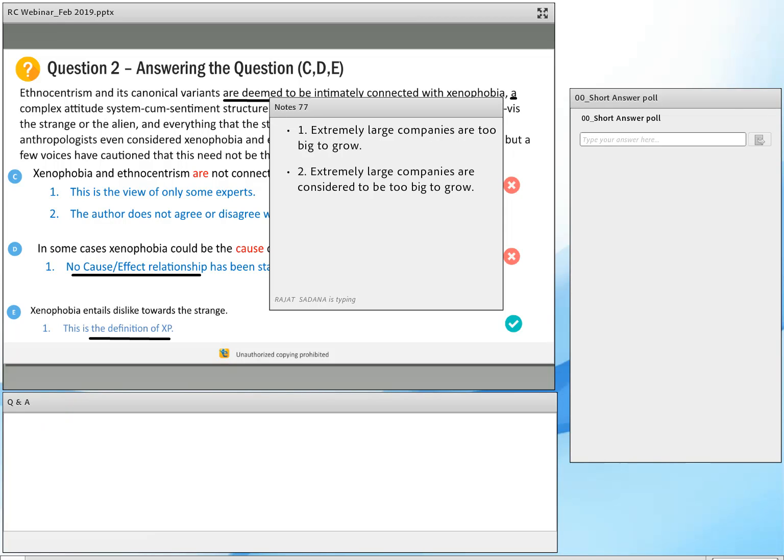So in 1, what's the difference between 1 and 2 over here? Okay, one is fact, one is author's view. Extremely large companies are too big to grow is author's view. Okay, and you can also consider it to be a universal fact. And two is some people's view. Okay, two is a view of some people. One is author's view. You can't really call it a fact if you don't know what's around this. Okay, and let me explain this part over here.